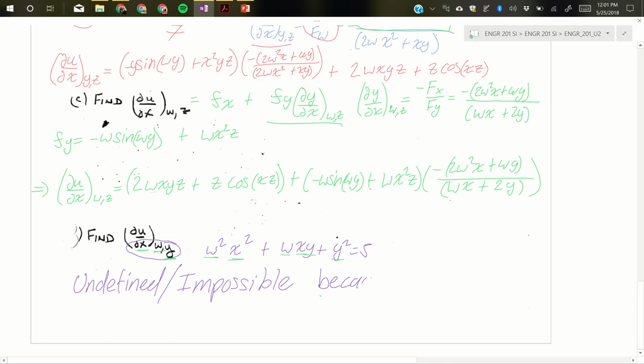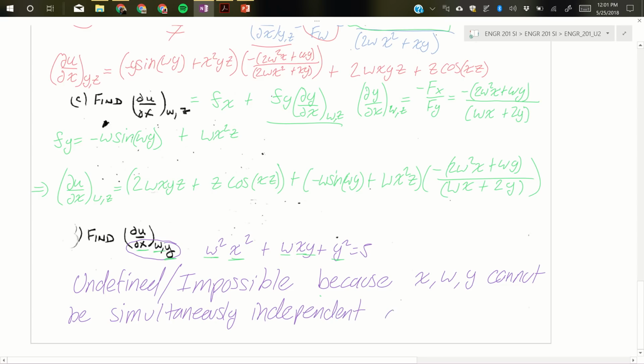Because x, w, and y cannot be simultaneously independent due to the constraint. And you can write down what the constraint is, but this is an important understanding of what it really means to hold something constant.